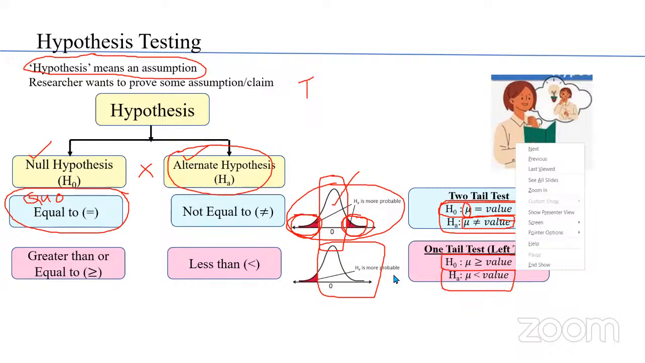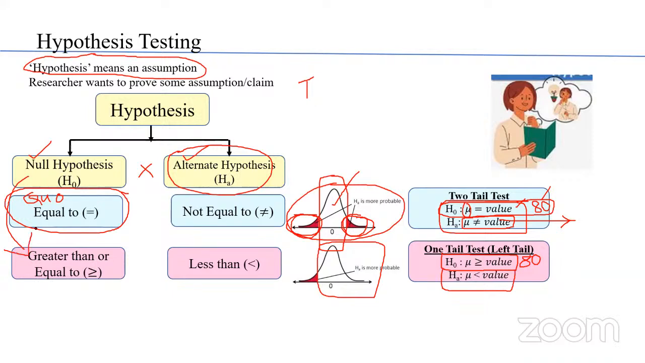For the null hypothesis, definitely we'll have the greater than or equal to symbol. For the alternative hypothesis, we'll have the less than symbol. If you are rejecting this null hypothesis, then definitely the value is less than, and the alternate is true, so that should be taken care of. The process should be taken care of under such circumstances. Is that clear about left tail, one tail test?